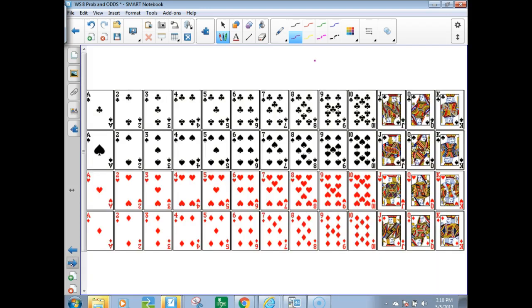There's our deck of cards again to remind you about cards. There are 52 cards in a deck. Half of them are black and half of them are red.